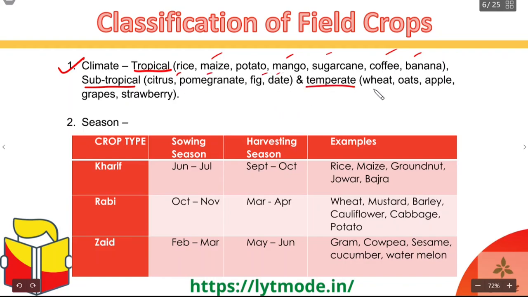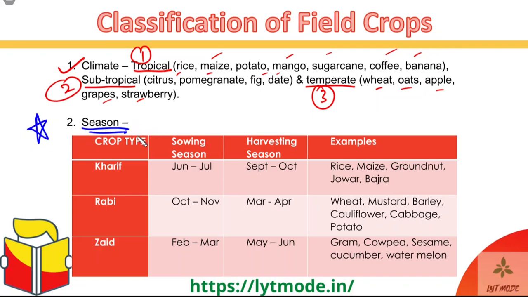And then there's temperate crops like wheat, oats, apple, strawberry, grapes. All of these are temperate crops. So if you're doing it on the basis of climate, that's the kind of classification which you can do: tropical, subtropical, and temperate. Okay, but then there's another classification which you can do, which is on the basis of seasons. Now on the basis of seasons, and mind it, this is a very important classification because this tends to be asked in the exam a lot of times.